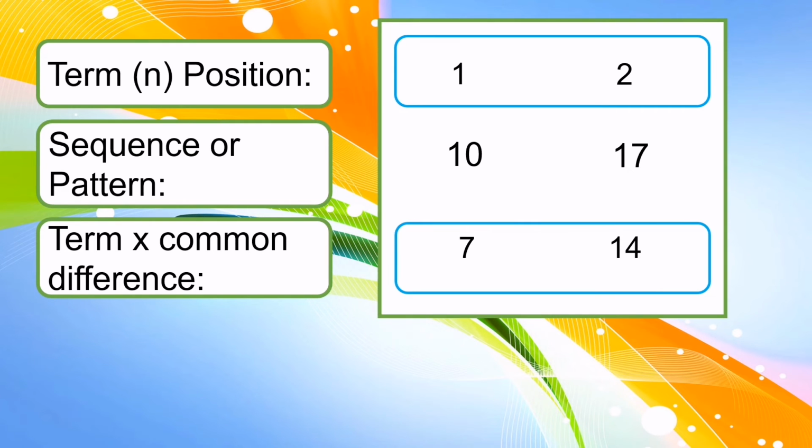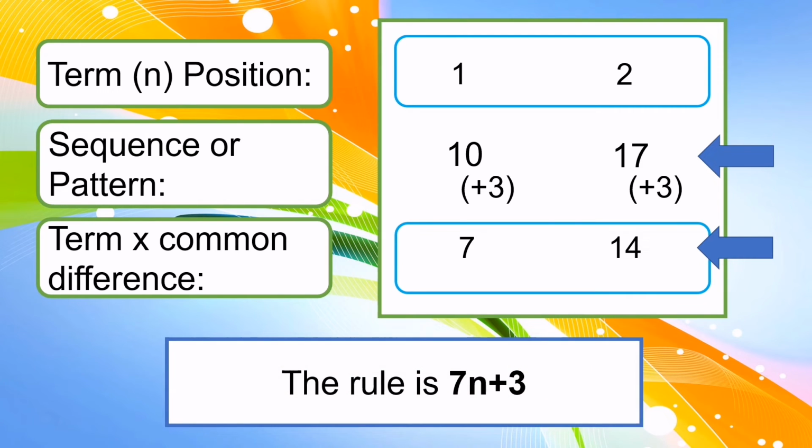So let's compare these numbers. We get 10 by adding 3 to 7, so plus 3. And we get 17 by adding 3 to 14, so again plus 3. Meaning our rule has plus 3 at the end. So this is our rule, 7n plus 3. We get 7 from the common difference, n is our nth term, and plus 3 we get from here.